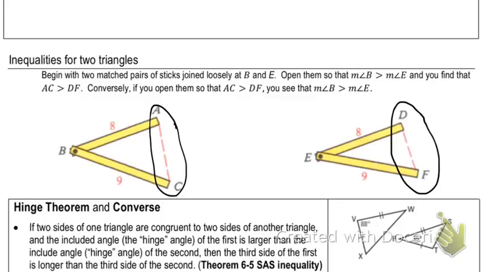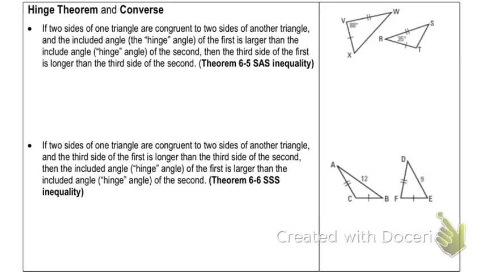But in order to have that happen, this side must be the same as this side, and this side must be the same as this side. This is what's known as the hinge theorem. This is known as the hinge theorem, and that's right down here. The hinge theorem and converse. Well, the hinge theorem is this one, the bottom one is the converse.